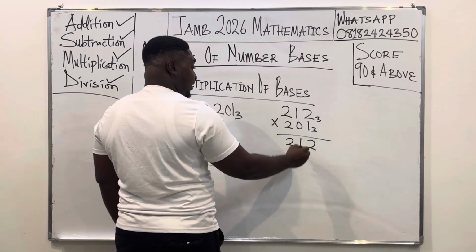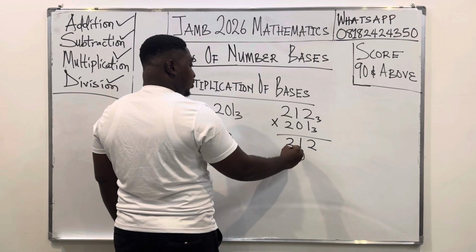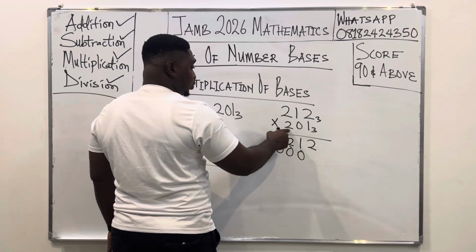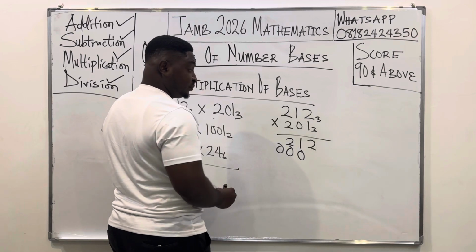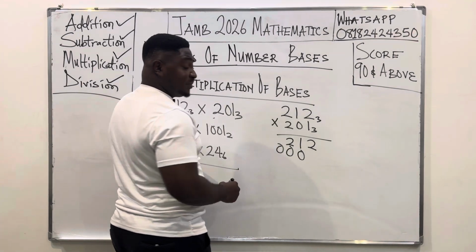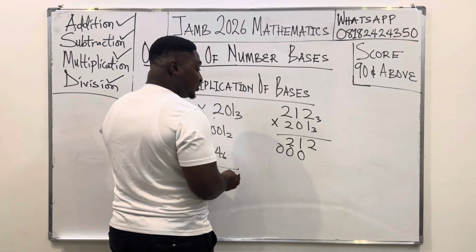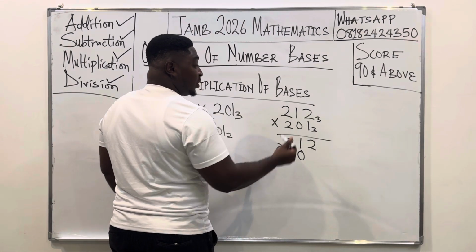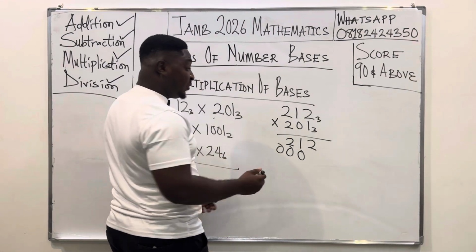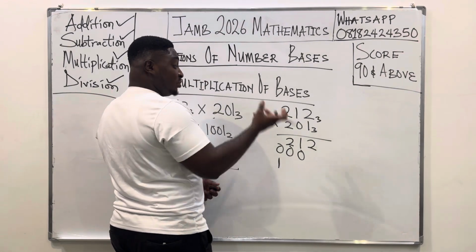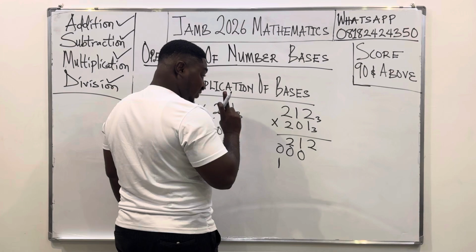Now 0 multiplied by 2 is 0. 0 multiplied by 1 is 0. 0 multiplied by 2 is 0. Now the last one, 2. 2 multiplied by 2 is 4. Now, because we're dealing with base 3, we are not allowed to write 4. So what we are allowed to write is, we remove 3 from 4. What are we going to have? We're going to have 1. Since we remove 3, the 3 will come to the other side and become 1. So take note of that.